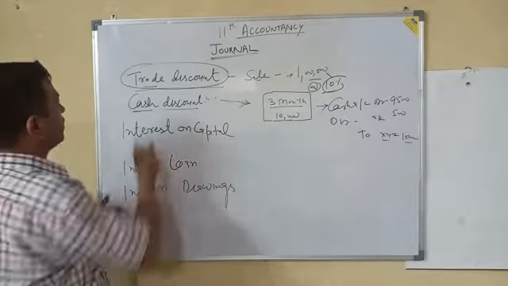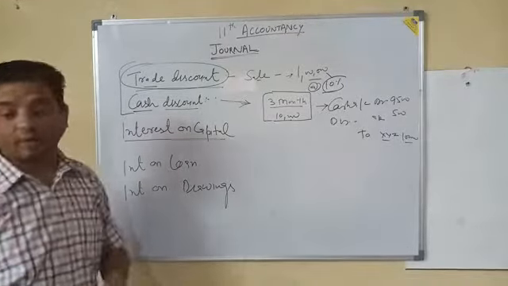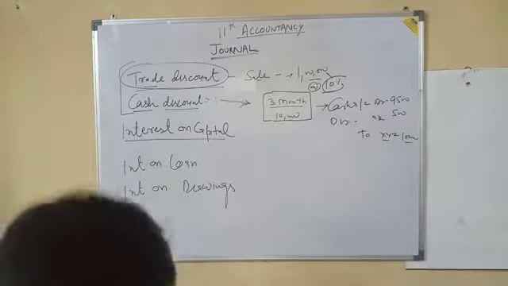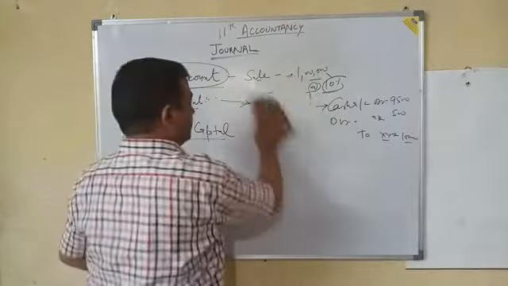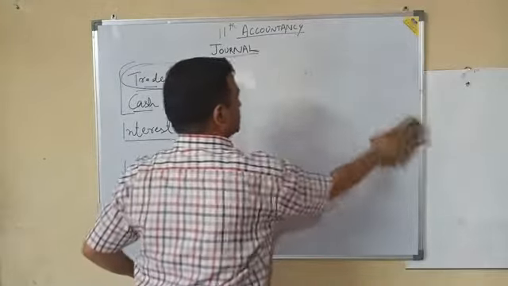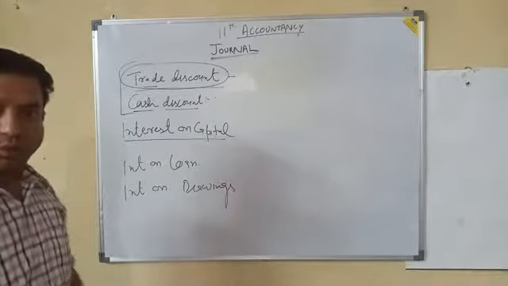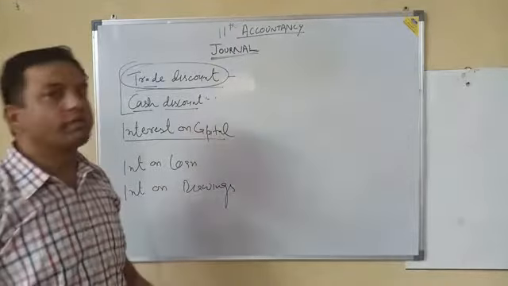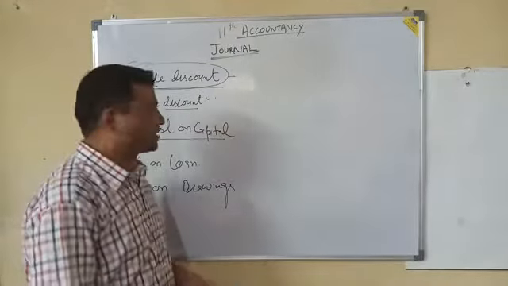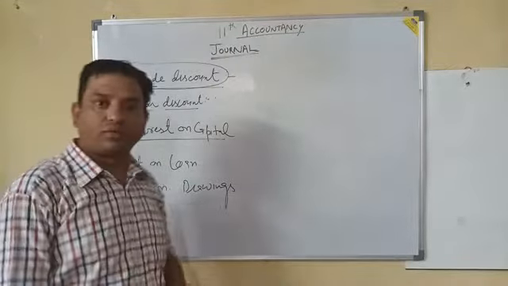Now this is all about trade discount and cash discount. Now we will move further to interest on capital, our next topic. If someone is investing money in the business, there may be two purposes for that: number one, profit, and number two, interest. Profit is a rare phenomenon. Profit may or may not happen in the business. It is totally dependent upon the future whether a firm will get a profit or loss.